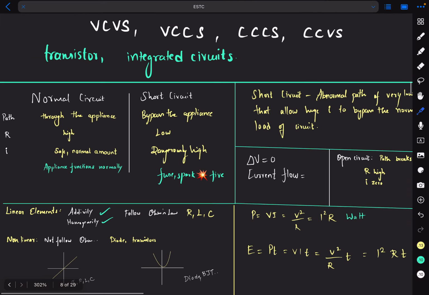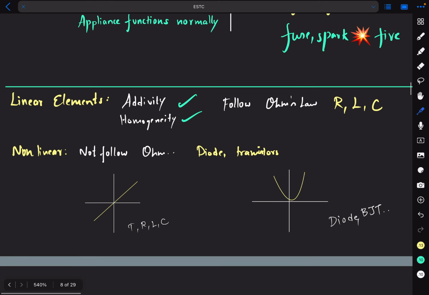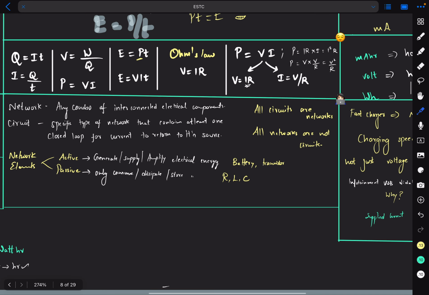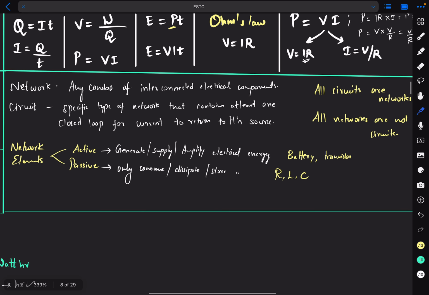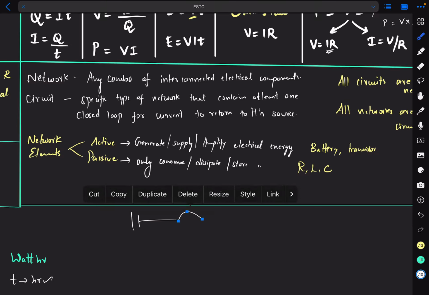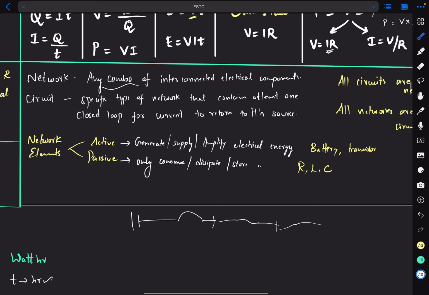Alright? That's very easy. Now let's focus on a very simple concept. This is very basic. Like we have two elements. Before talking about the elements, let me talk about the networks and circuit. Alright? So listen, friends, listen. Any combination of interconnected electrical components constitutes a network. It means you can have a battery, a resistor, a bulb, etc. Any combination of them connected together, alright? Any combination of interconnected electrical components, we call them network elements.